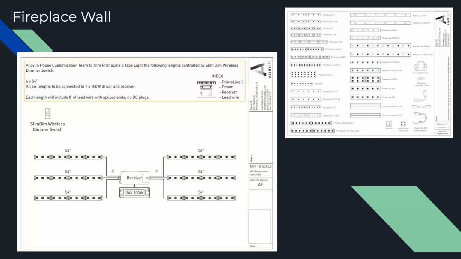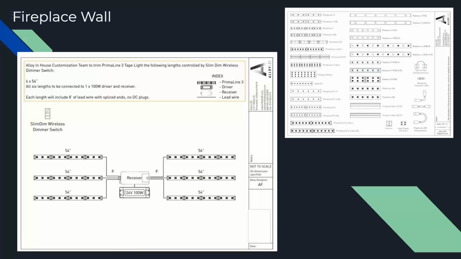And then here's that layout we talked about that was specific for that fireplace wall. So you can see the driver and the receiver there, hand in hand, connected to one another. And in that case, we were going to mount those below on the bottom lower set of cabinets. And then we have the 6 runs coming off the receiver. And then you see the little picture of the slim dim controller as well. And again, even on the layout, they explain everything that was ordered, the product that you're getting, and so forth.